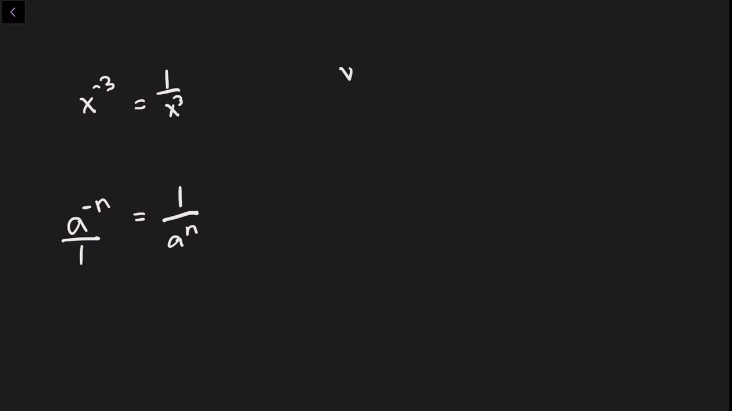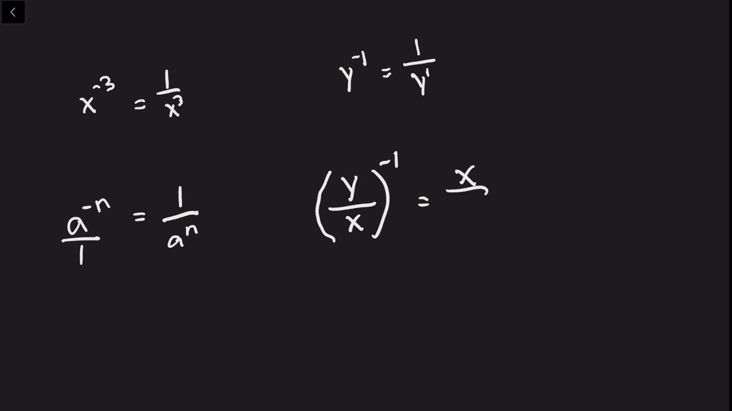So if we have y to the negative first power, we can rewrite it as 1 over y to the first power. Like I said, all we're doing is flipping the fraction, and then we're going to have our exponent be positive. So that means if we have y over x, and all of this is raised to the negative first power, we're going to just flip the fraction. So then it's going to be x over y to the first power, which is the exact same thing.